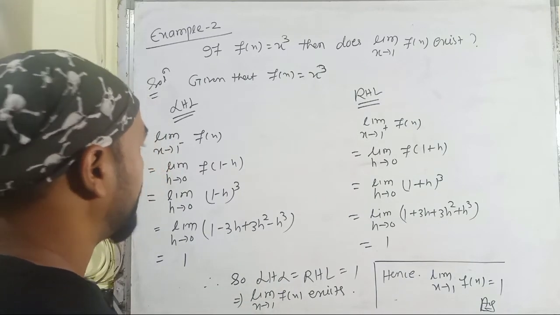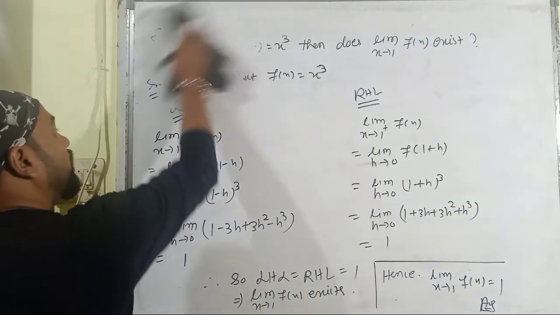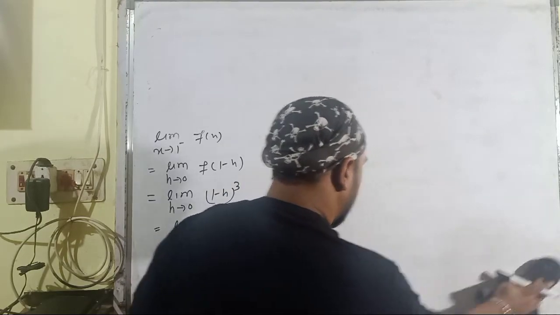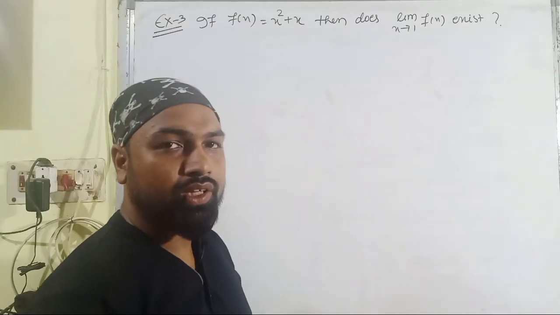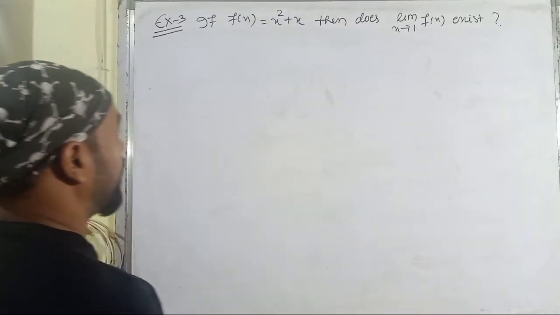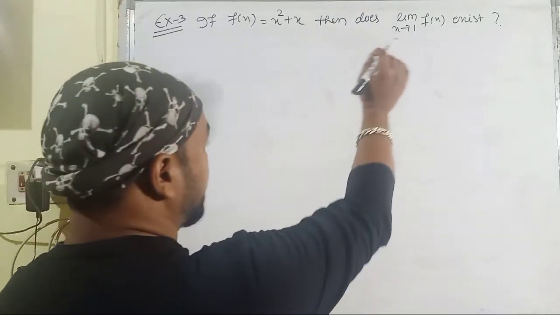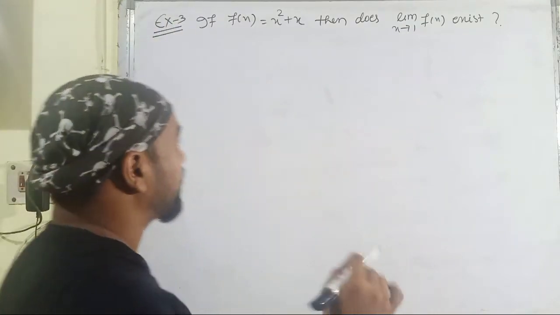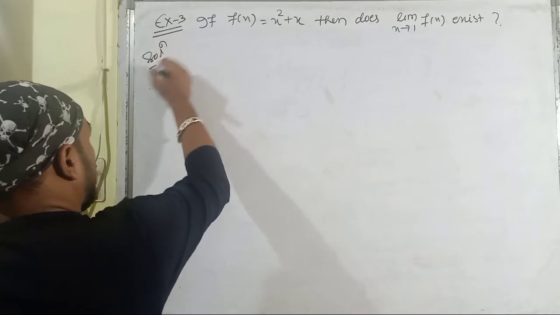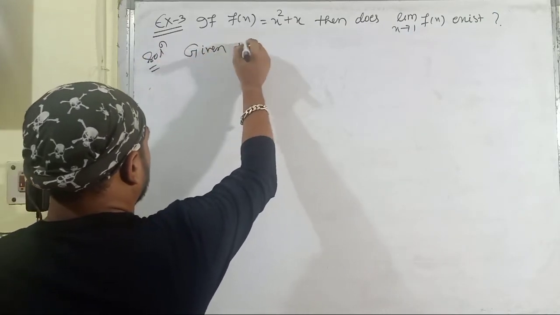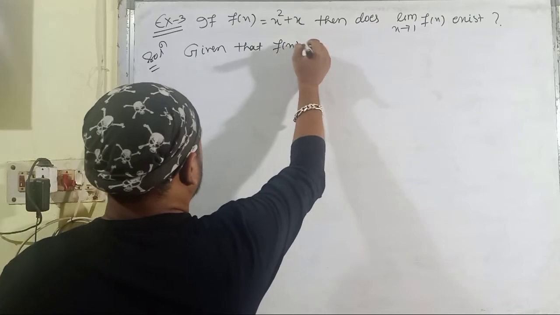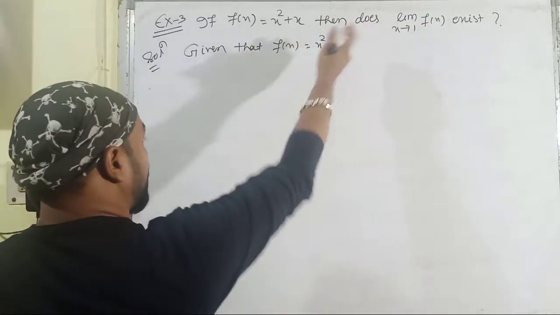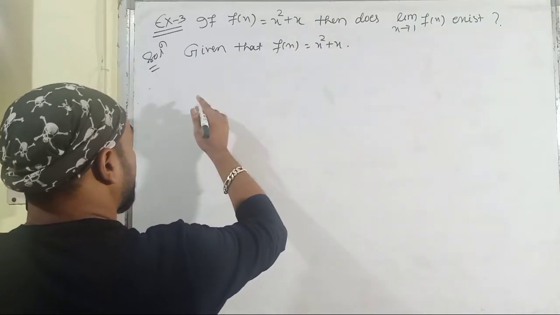Then proceeding to problem number 3. Here it is problem number 3, and here again we have to test the existence of the limit of the given function f of x is equal to x square plus x. Given that f of x is equal to x square plus x, and we have to test the existence of the limit at the point x is equal to 1.